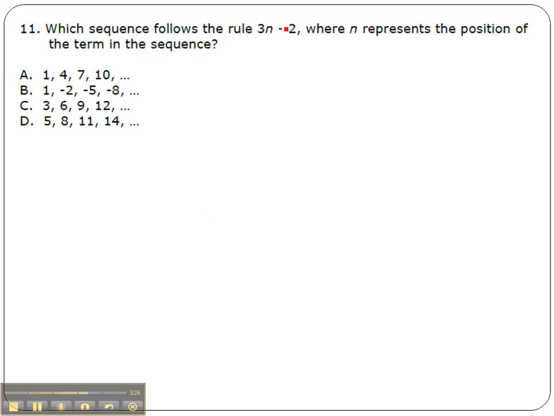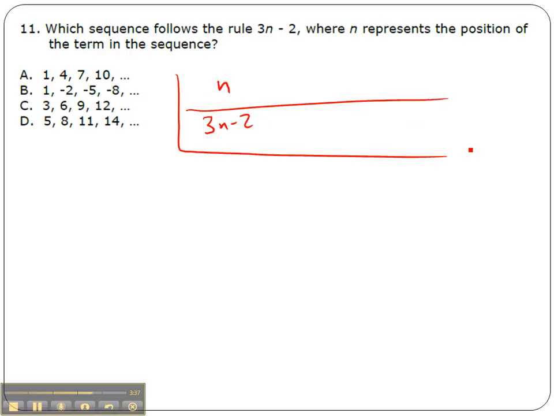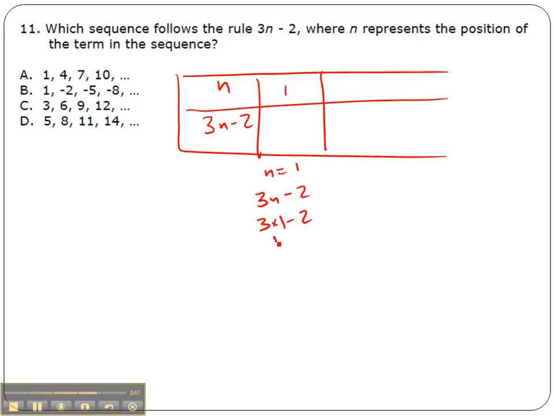Problem 11, which sequence follows the rule 3n minus 2, where n represents the position of the term in the sequence? Same thing. N values and the rule 3n minus 2. For n equals 1, 3n minus 2 would be 3 times 1 minus 2. That's 3 minus 2, which is 1. So I can rule out C and D right away.